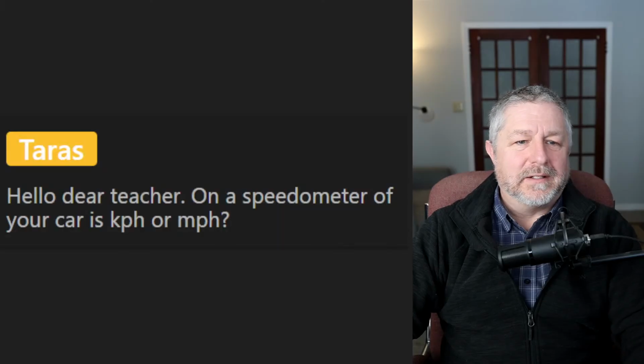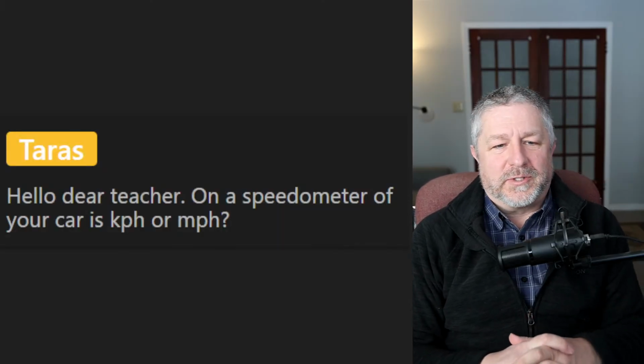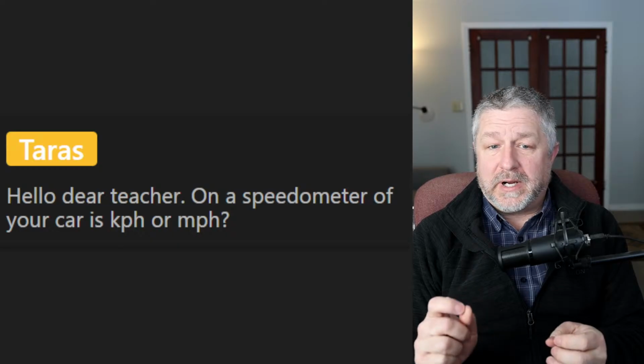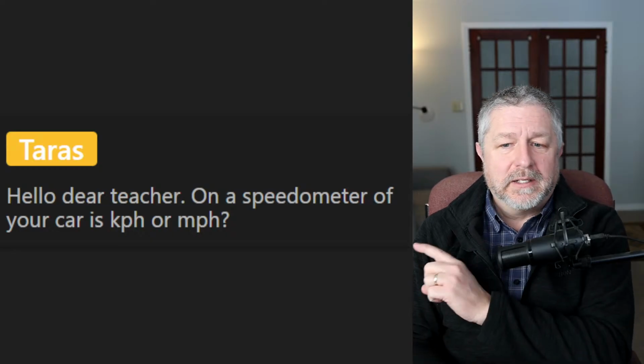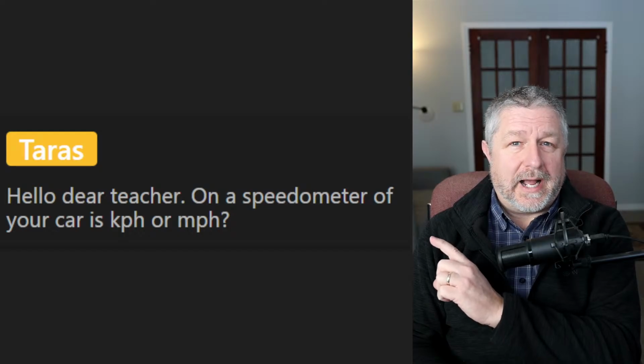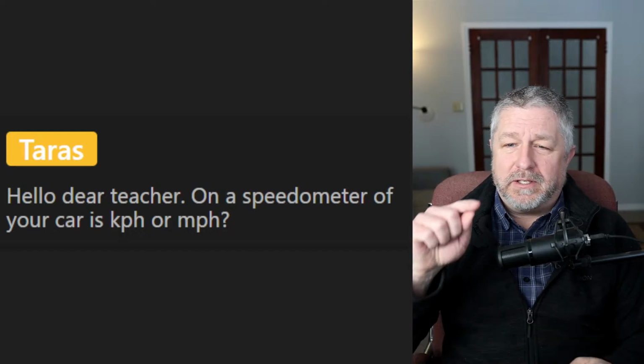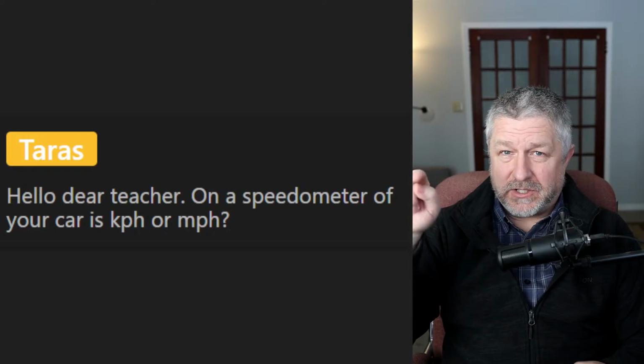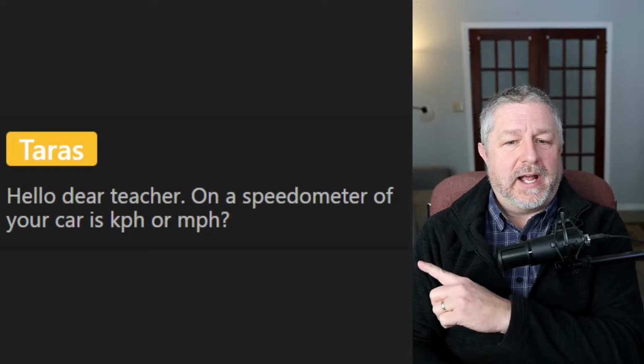Here we go. Okay. Question on the screen from Taras. Hello, dear teacher. On a speedometer of your car, is it kilometers per hour or miles per hour? Now, by the way, kph is also used for kilometers per hour. In Canada, we tend to use km/h, kilometers per hour, but that is valid as well.